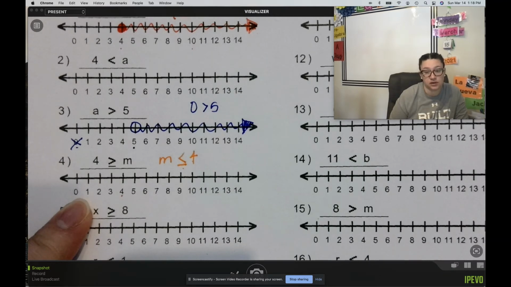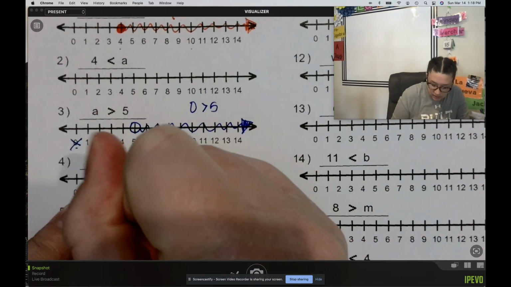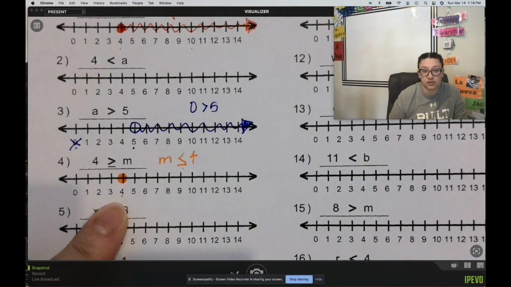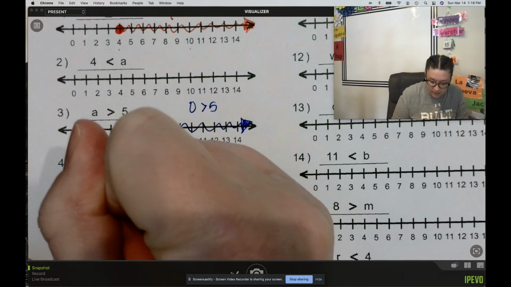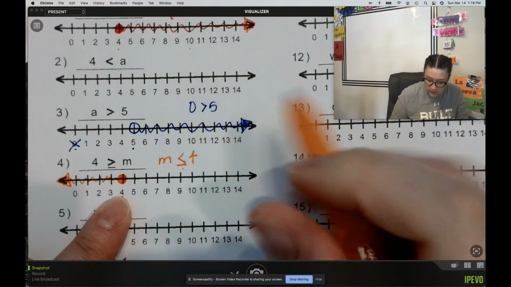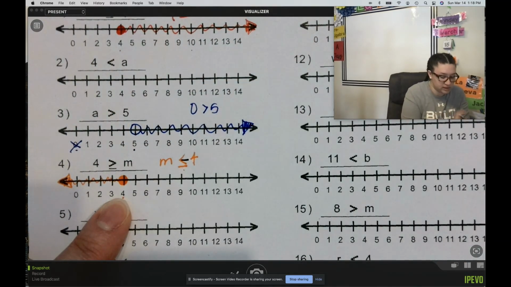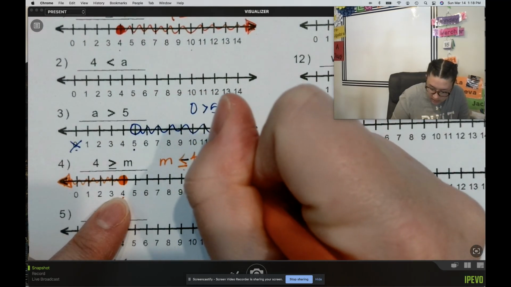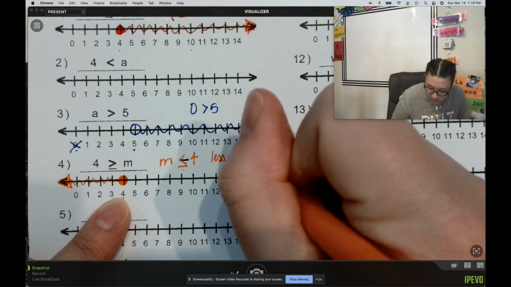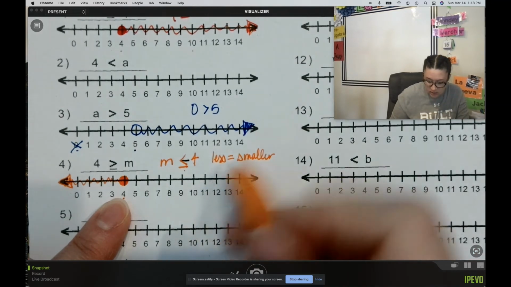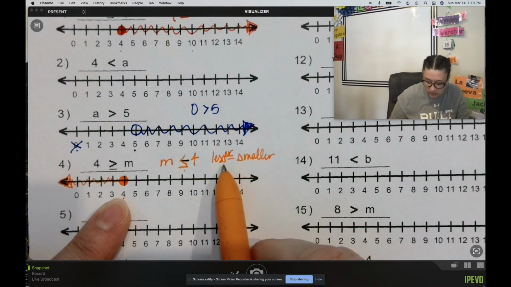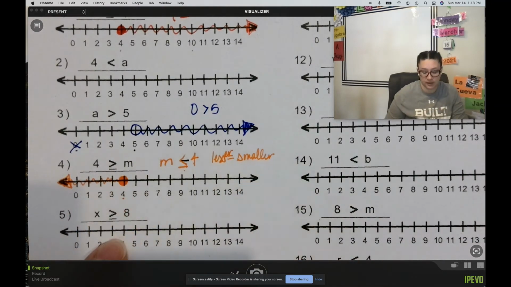Is it going to be an open or closed circle? Closed. Yeah, it has the line underneath it. And then what direction are we going to shade? We should shade to the left. M is less than 4. My sign points to the left. Or less means smaller. Lesser than means smaller than 4. So we go to the left.